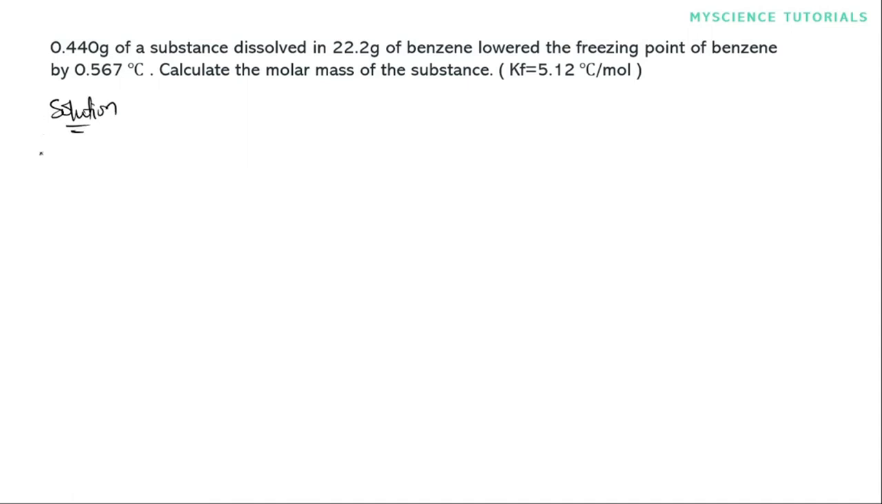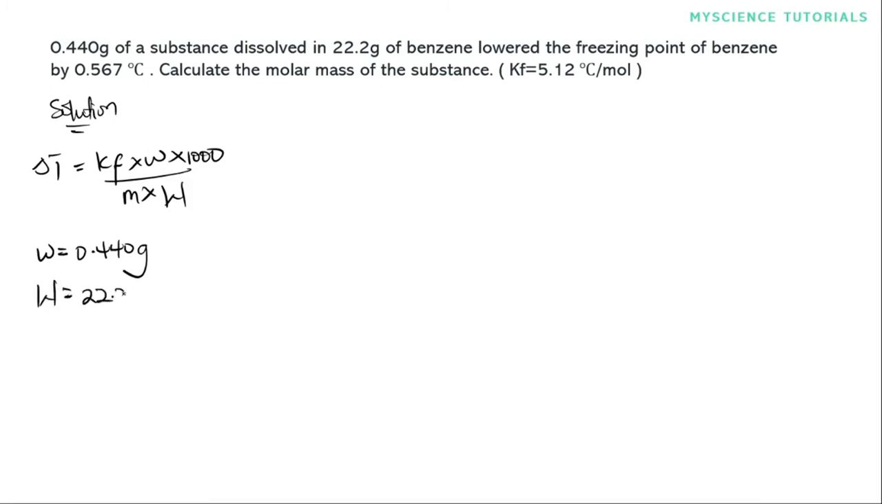First of all, I would like to code the formula. We have delta T is equal to what? KF multiplied by w multiplied by 1000 all over small m multiplied by capital W. Now we have 0.440 gram of the substance, so it means the mass, which is the small w, of the solute is 0.440 grams, was dissolved in 22.2 gram of benzene, so it means the capital W over here is equal to 22.2 grams.